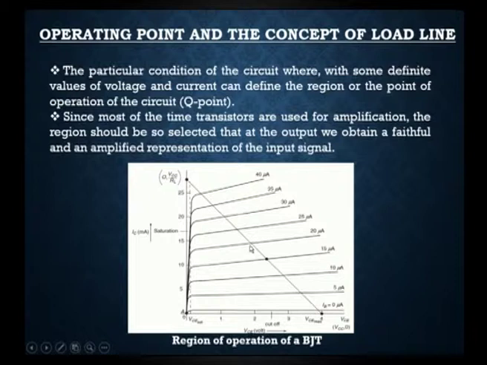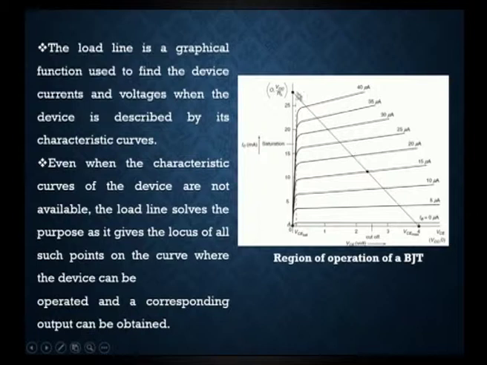If we consider similar values on the output characteristics, we will get different values, and if we join all these values, we get the load line. The load line is a graphical function used to find the device currents and voltages when the device is described by its characteristic curves. Even when the characteristic curves of the device are not available, the load line solves the purpose, as it gives the locus of all such points where the device can be operated and a corresponding output can be obtained.